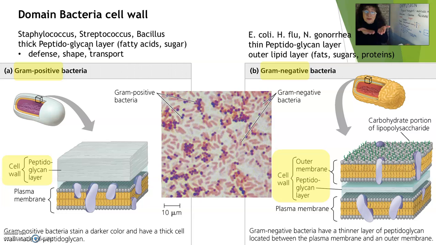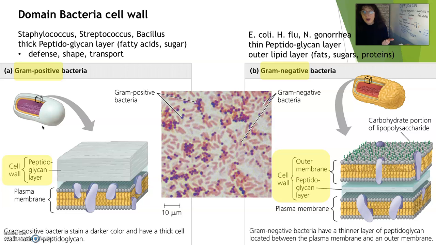Those peptides are the fatty acids in the layer, and there are also sugars in the layer which are related to the glycans. This very thick layer is good for defense, it's good for shape of the bacteria, and it's good for regulating transport in addition to the cell membrane that is below it. So it is often a capsule, as you can see, around the bacteria. Why is it called a gram-positive? We'll get there in a second. On the other side, the gram-negatives are bacteria that you know as well.